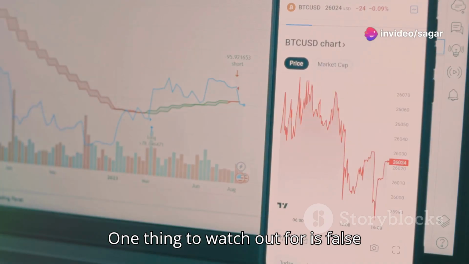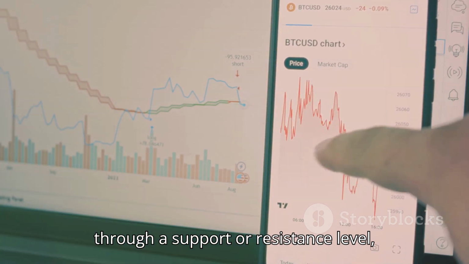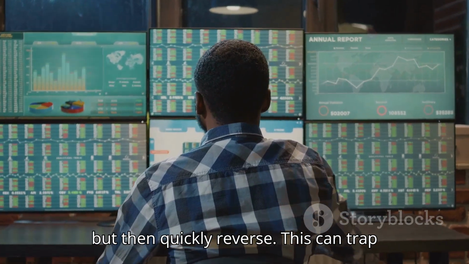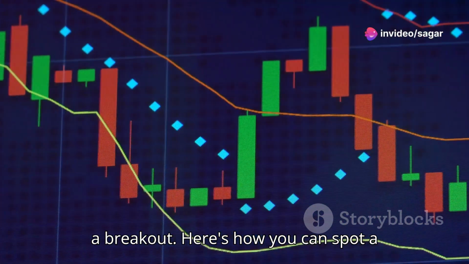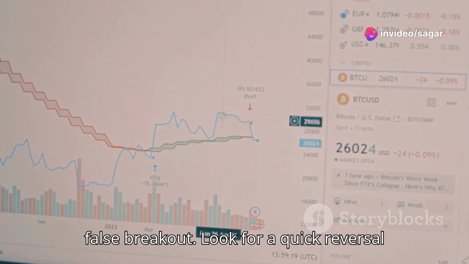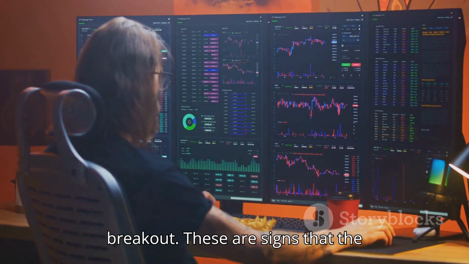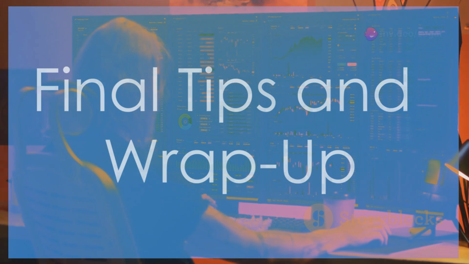One thing to watch out for is false breakouts. Sometimes the price will break through a support or resistance level, but then quickly reverse. This can trap traders who entered the market expecting a breakout. Here's how you can spot a false breakout. Look for a quick reversal after the break and low volume during the breakout. These are signs that the breakout might not be genuine.